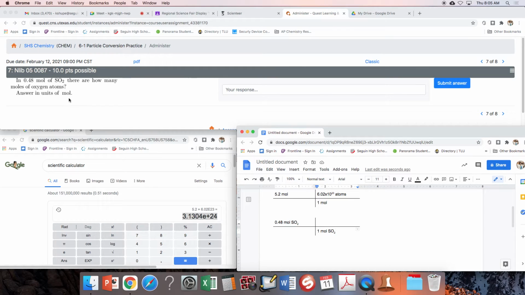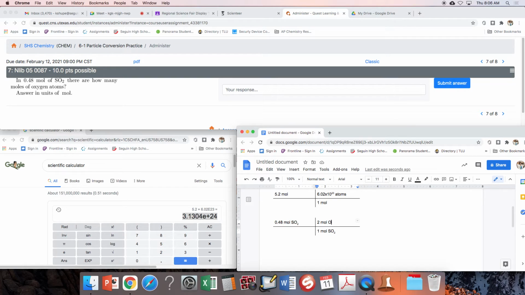On the previous questions, I was trying to go to atoms. If you read this question carefully, in 0.48 moles of SO2, there are how many moles of oxygen atoms? If it was actually asking me for oxygen atoms, this would be 2 steps. It's asking me for moles of oxygen, though. So look, if you look at your formula, for every 1 SO2, think about how many oxygens we have. It's SO2. For every 1 mole of SO2, I've got 2 moles of oxygen. So this is the only case where 1 mole is not 6.02 times 10 to the 23rd in the 6.1 quest.